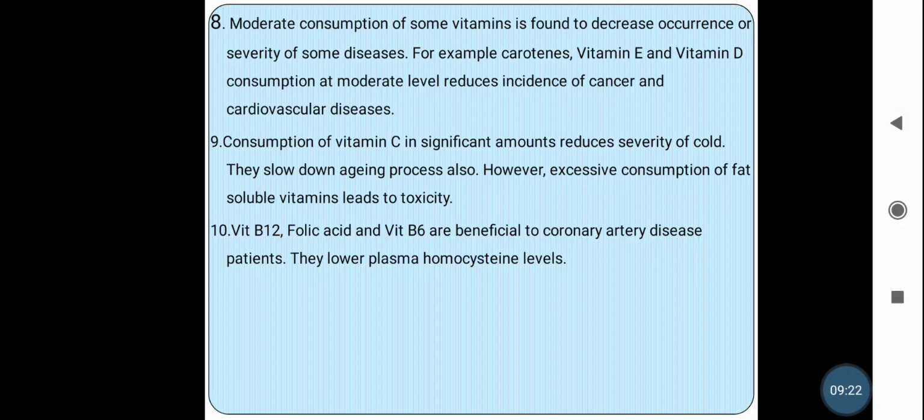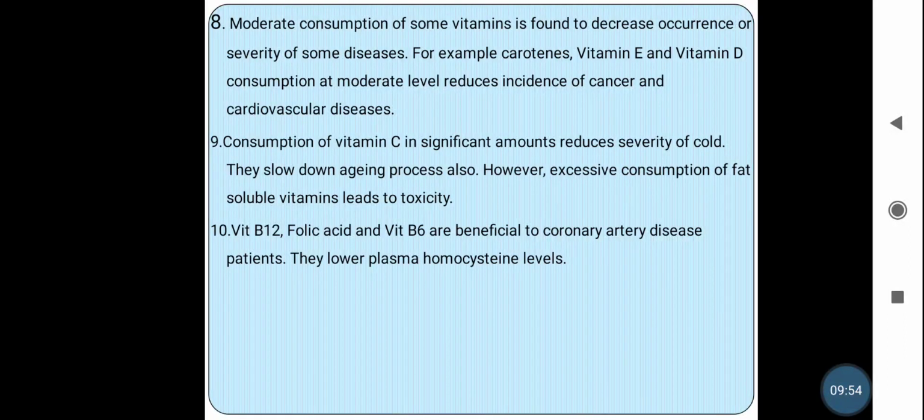Then moderate consumption of some vitamins is found to decrease the occurrence or the severity of some diseases. For example, carotenes, vitamin E and vitamin D consumption at a moderate level reduce the incidence of cancer and cardiovascular diseases. If we take all the vitamins in our diet in a moderate or required quantity, it can reduce the risk of different diseases like cancer and cardiovascular diseases.